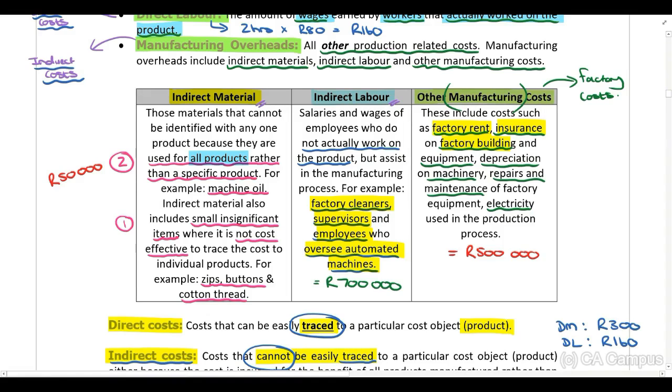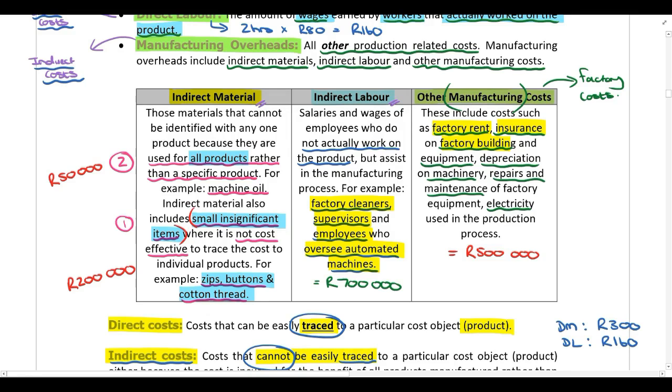We also know that indirect material is made up of small, insignificant items. So we said it's not cost-effective to trace the cost to individual products because they have a low value. So things like zips, buttons, and cotton thread. We are not going to calculate what it costs to make one unit because it's not cost-effective. These are small, insignificant items. Instead, we are just going to take the total cost for the year and we will share it between all of the units that are made in the factory during that period. So let's say, for example, over here, we have a cost of 200,000 Rand for these small, insignificant items.